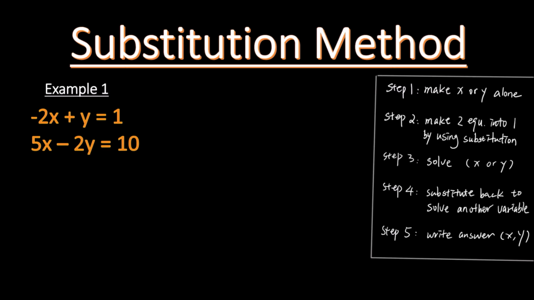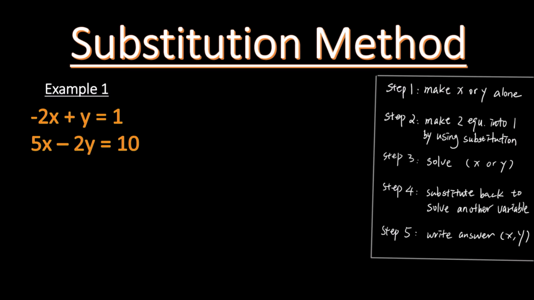Step 1. Make x or y alone. That means we are looking for a variable whose coefficient is 1. In the top equation, the coefficient of x is -2, and the coefficient of y is 1. In the bottom equation, the coefficient of x is 5, and the coefficient of y is -2. So obviously, in the top equation, the y already has a coefficient of 1, so we pick y.